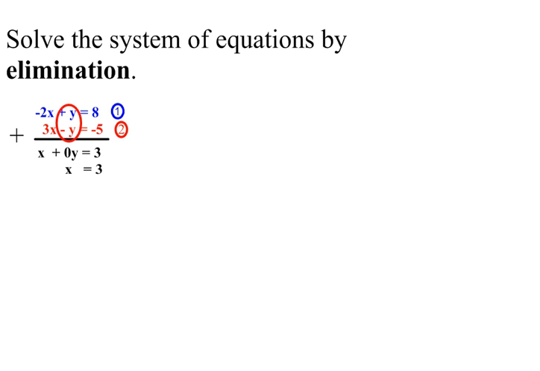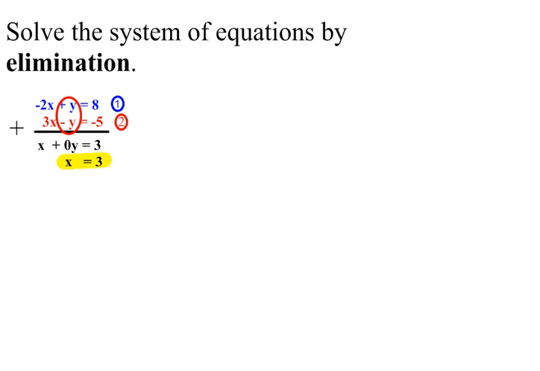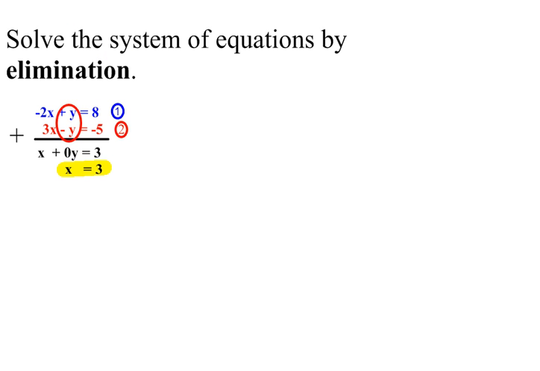Okay, so we can rewrite this. We don't need to write the 0y there. There's 0 means there's no y there. So I have x is equal to 3. So we've already found part of the solution. We'll highlight that and get to that later.